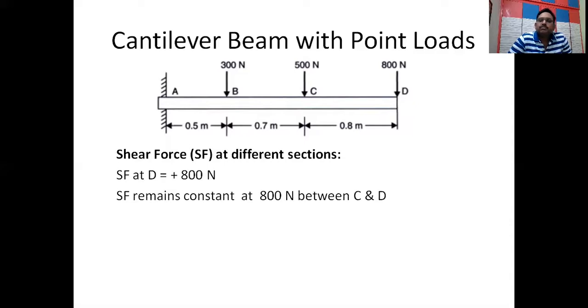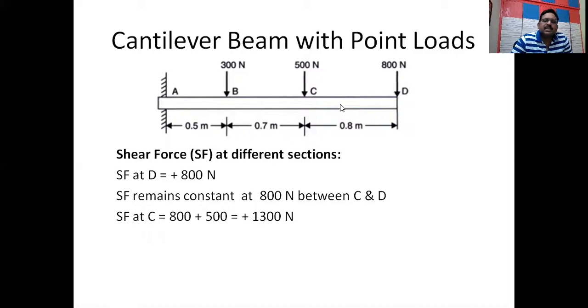Now, between C and D, there is no other force other than 800. Only 800 newtons is there till C. So between C and D, the shear force is the same because only one force is there, 800 newtons. So shear force will remain constant from C to D.